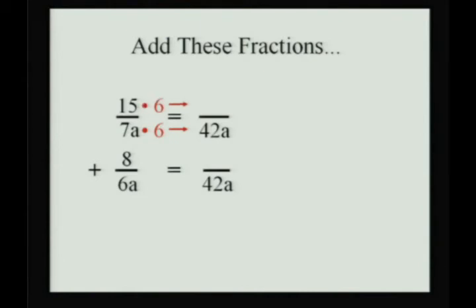And in effect, you're not breaking any rules because you're multiplying by 1, which you can do anytime you want. Now in the bottom, I multiplied 6a by 7 to get 42a, so I have to multiply 8 by 7. Once again, I'm multiplying by 1. Now I've got two fractions that have the same bottom, and I can add the 90 and the 56 and get 146. But don't forget, with fractions, you always have to give the answer in lowest terms.